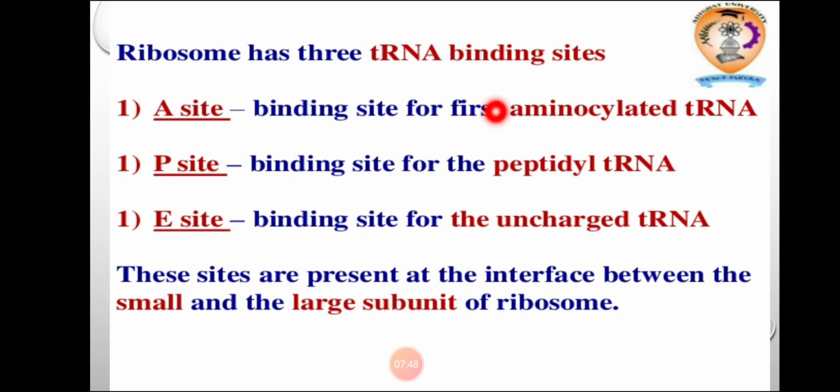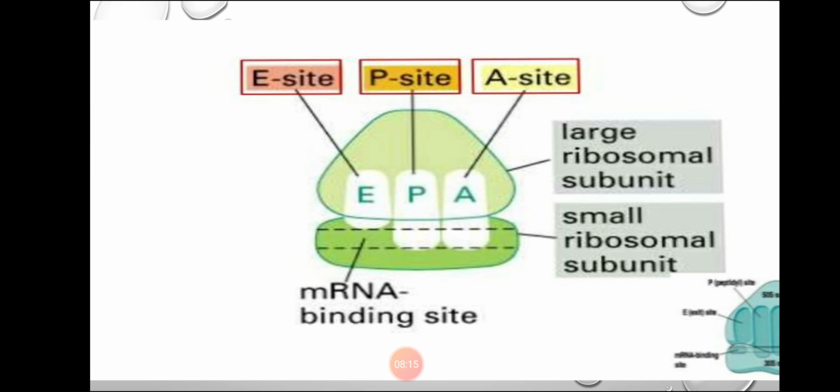The A site is the binding site for the aminoacylated tRNA. The P site is the binding site for peptidyl tRNA. And the E site is the binding site for the uncharged tRNA. These sites are present at the interface between the small and large subunit of ribosomes. Only the first tRNA amino acid complex directly enters the P site of the ribosome, and from the second onwards, third, fourth, all those amino acid complexes enter at the A site. You have to remember this point because we are going to study the process of protein synthesis, and there we will see how this enters.